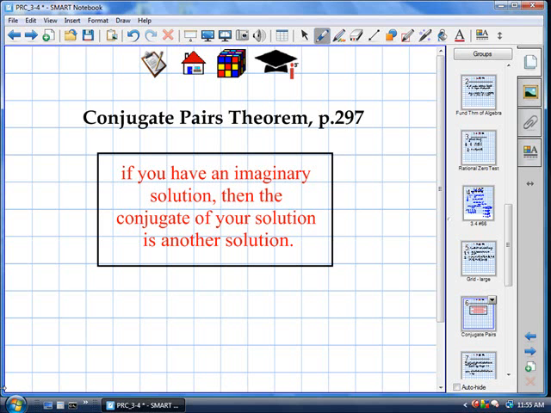And we're going to make use of that. That's kind of handy to know. So you cannot have an odd number of imaginary solutions. There has to always be a pair.